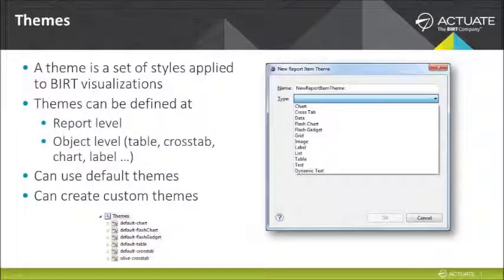So themes, again: a theme is a set of styles, and these are defined at the report level or the object level. They can really apply to any element within the BIRT ecosystem. We provide you themes out of the box, so you don't have to start from nothing. In fact, what most people do is take our out-of-the-box themes and personalize them, extend them for themselves rather than create something from scratch. You have the luxury of doing either. And I'll show you how that works. In fact, we'll take a look at this as a live example.